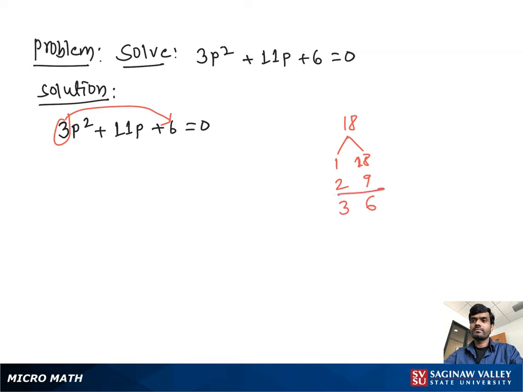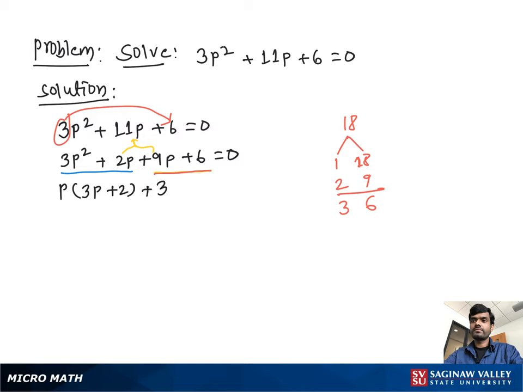Now we find a pair of numbers which multiply to give us positive 18 and on addition give us positive 11, and that pair is 2, 9. So write 3p² + 2p + 9p + 6 = 0. From the first pair we take out p as common, so we have 3p + 2. From the second pair we take out 3 as common, so we have 3p + 2, all equal to 0.